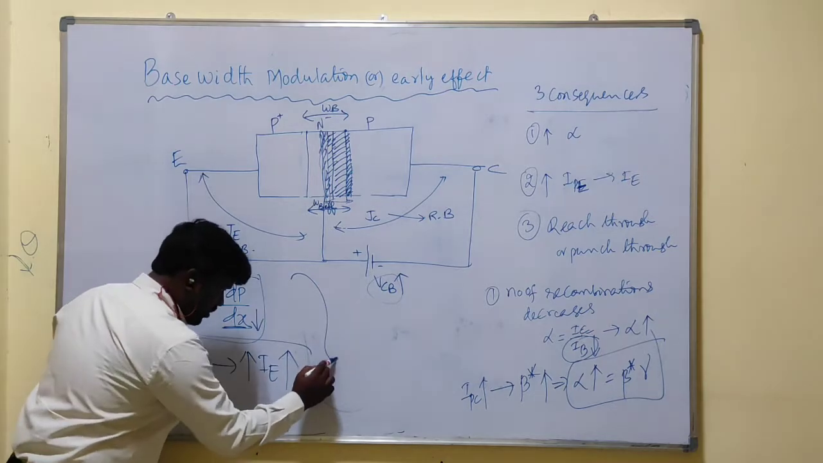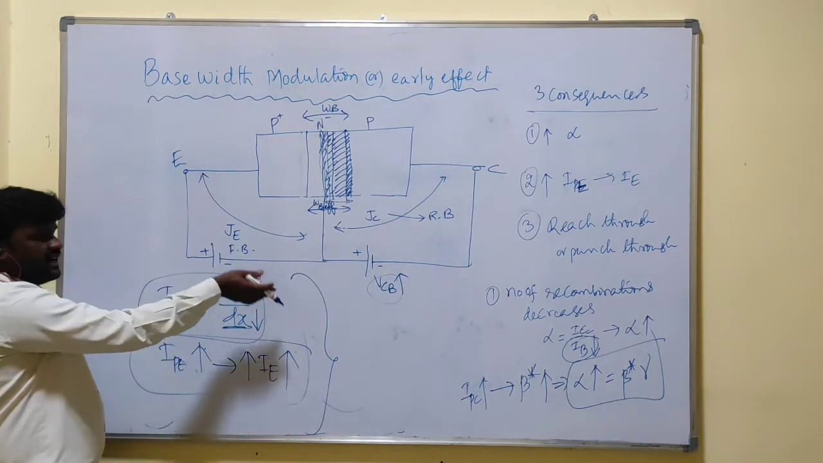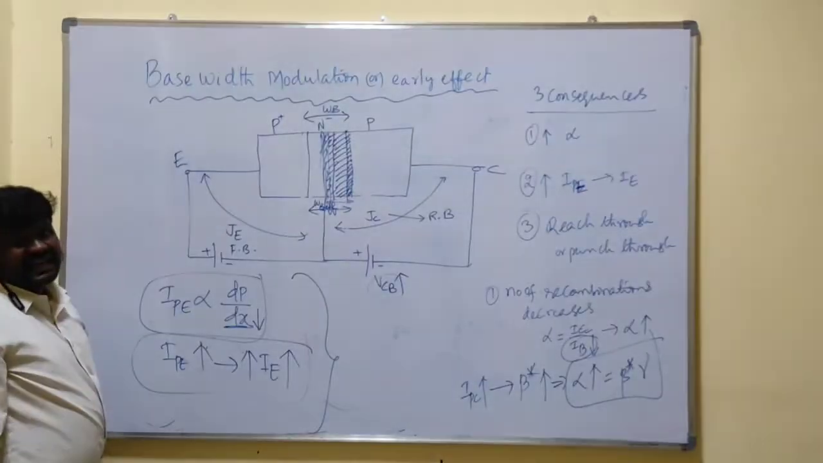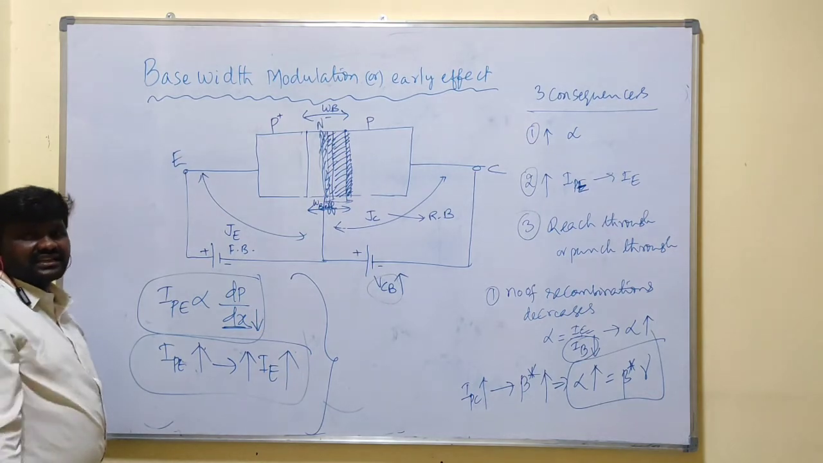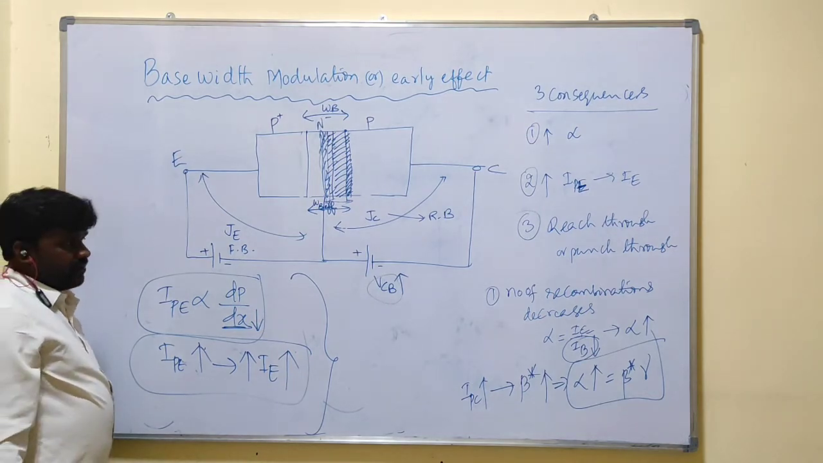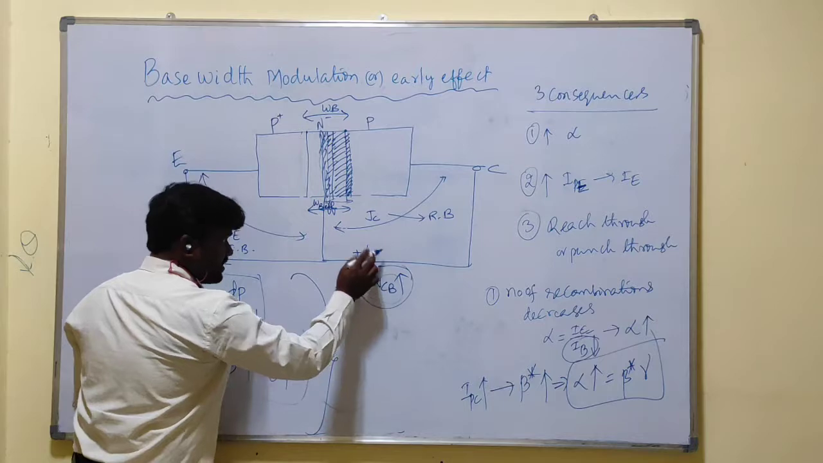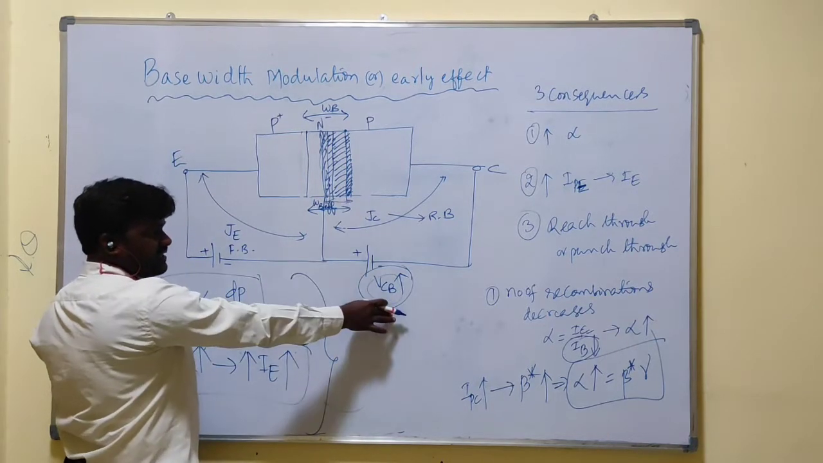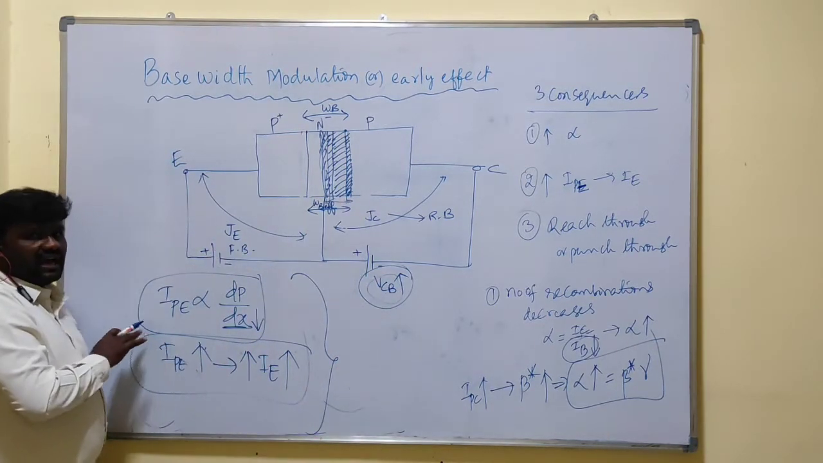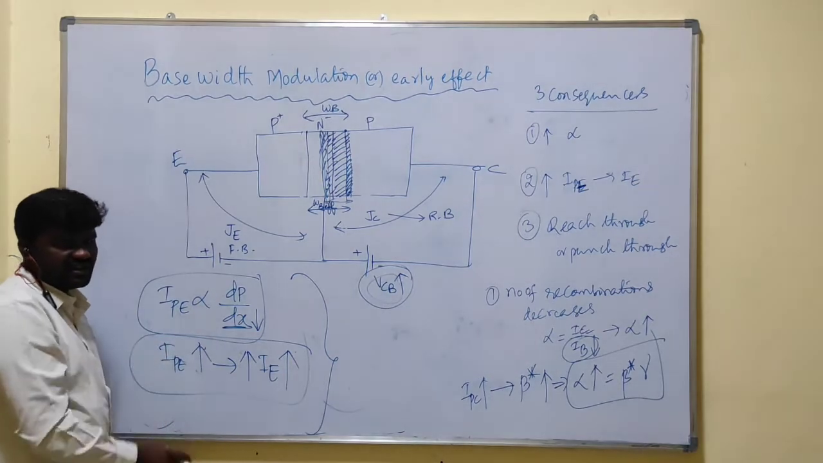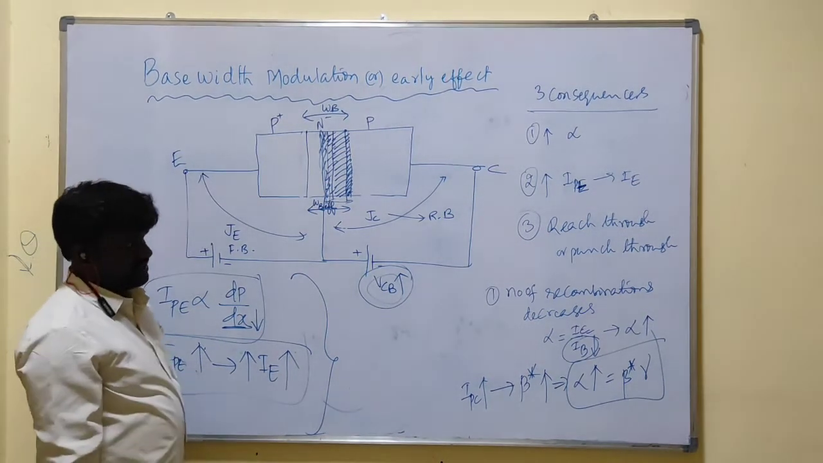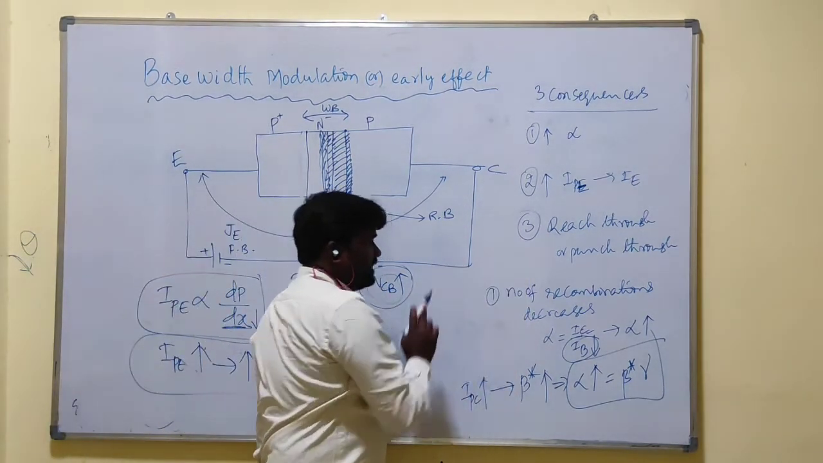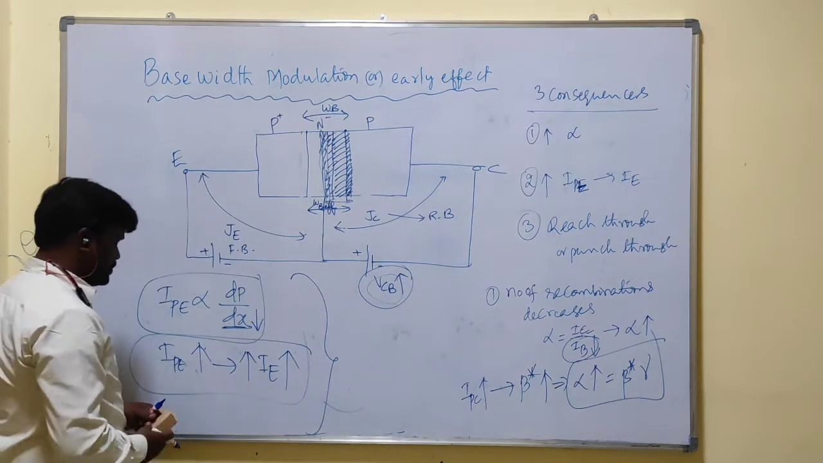In this case, we can call these junctions, that is the collector junction and emitter junction, interactive junctions. Why are these called interactive junctions? By changing the voltage at the collector junction, we can change the current at the other junction. So that's why these junctions are called interactive junctions. And the last one is called reach through or punch through.